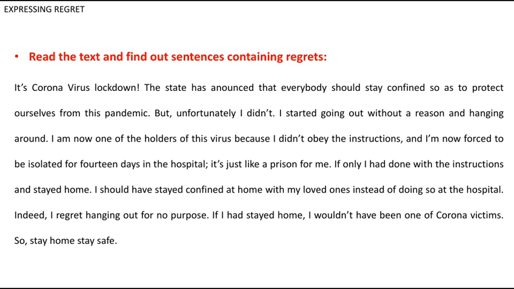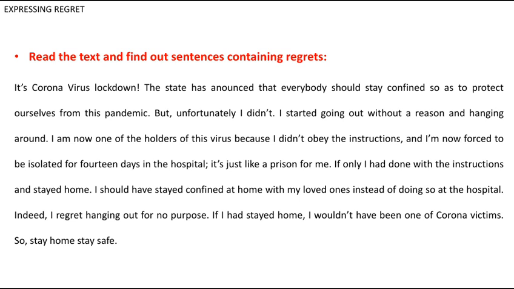It's coronavirus lockdown. The state has announced that everybody should stay confined so as to protect ourselves from this pandemic. But unfortunately, I didn't. I started going out without a reason and hanging around. I am now one of the holders of this virus because I didn't obey the instructions. And I am now forced to be isolated for 14 days in the hospital. It's just like a prison for me.